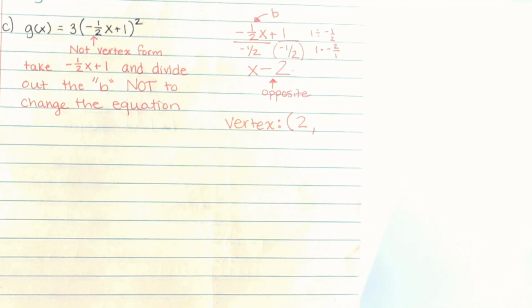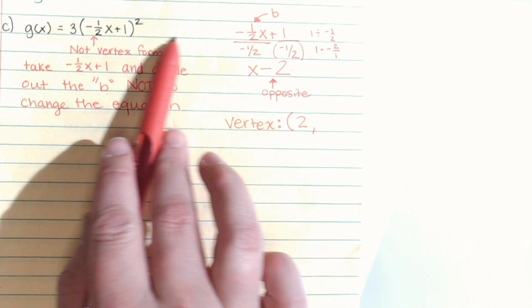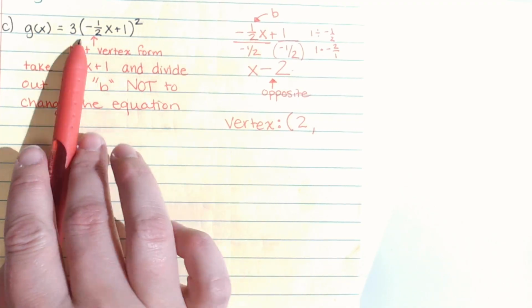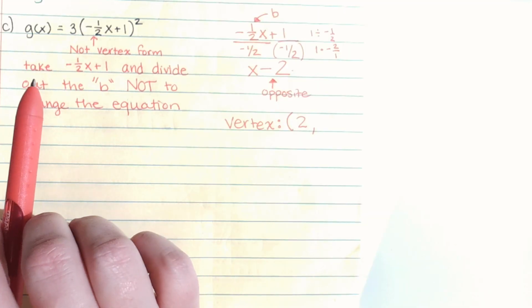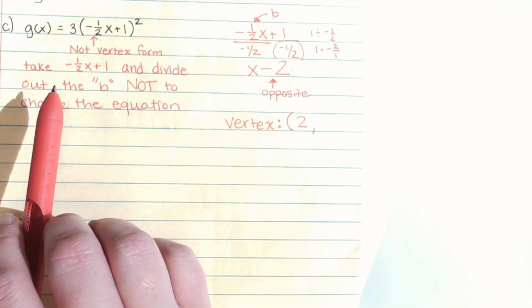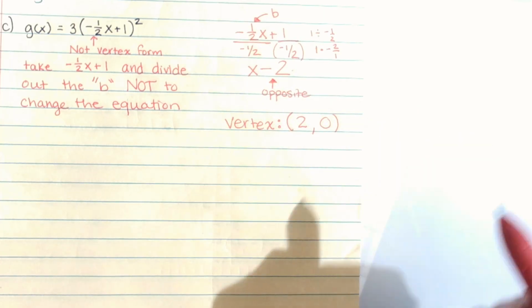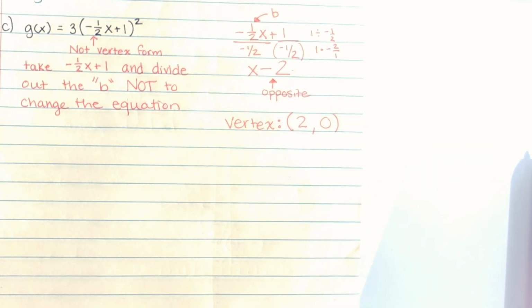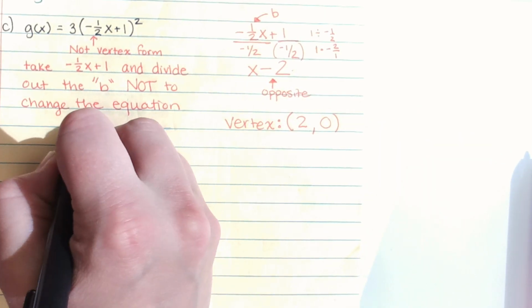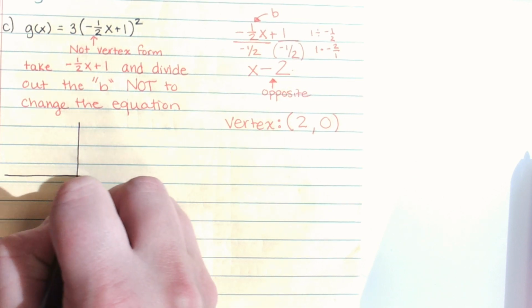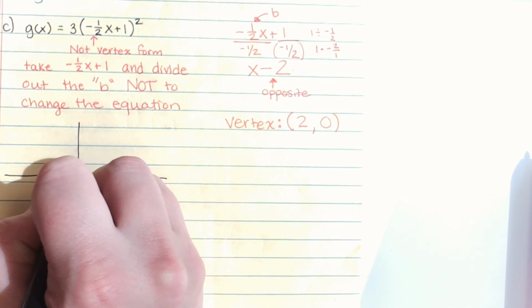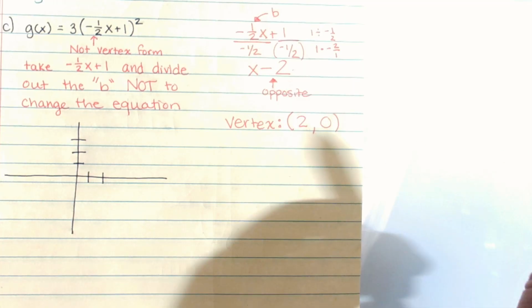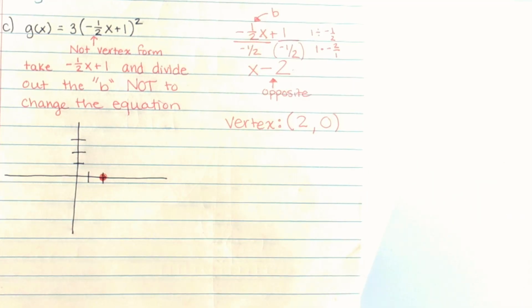Now I still am missing a part of my vertex. The second part of my vertex came from the plus k. Did I add anything to this one? No. What number gets added if you add nothing? 0. My vertex is at 2, 0. I can plot that point on a graph.